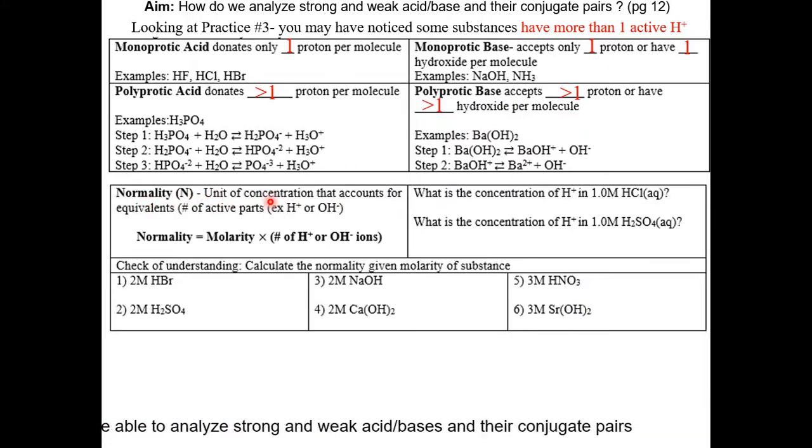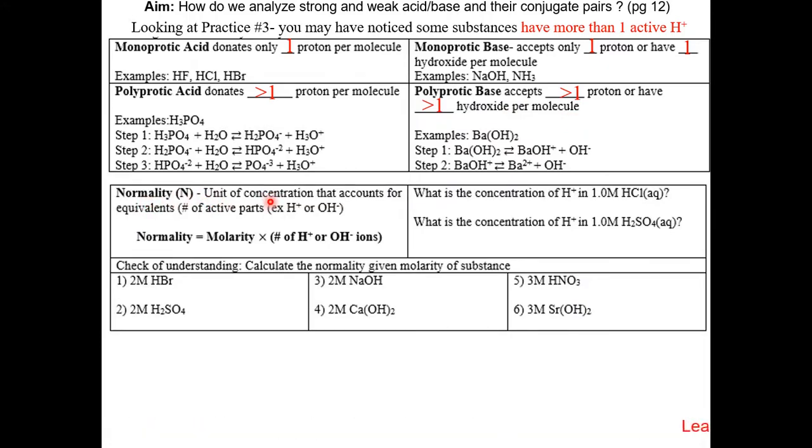Normality is the unit of concentration that counts the active ions in acids and bases. Normality is the molarity times the number of hydrogen ions or hydroxide ions in the acid or base. Let's look at an example. What is the concentration of H+ in 1 molar HCl? Since there's only one active hydrogen in HCl, the concentration is 1 molar H+. You can also represent it as 1N of HCl.